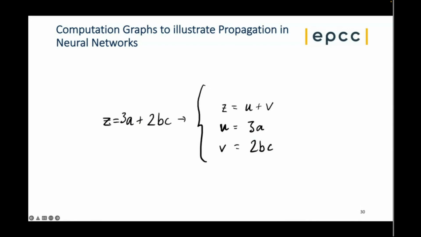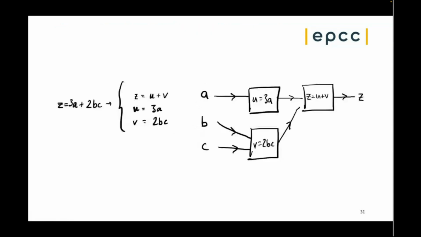So imagine that we had some equation. We were trying to find Z, and we knew that the answer was 3a plus 2bc. One of the ways that you could work this out is to break it down and say, well, Z is something plus something else. The first something is the 3a, the second something is the 2bc. And so we break it down into pieces of the calculation.